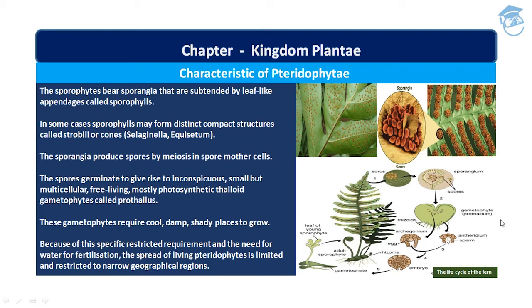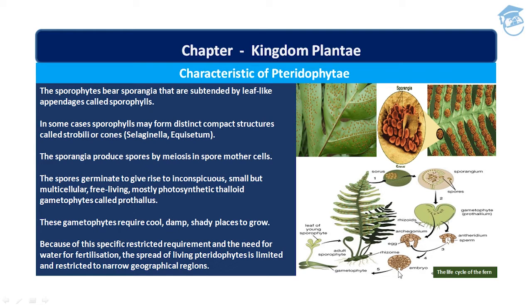Okay. So spores germinate to give rise to inconspicuous, small but multicellular, free living, mostly photosynthetic thalloid gametophyte, which is called prothallium. Then it gives rise to antheridium, which produces sperm, and archegonium, which is the female reproductive organ. So this is the egg. This sperm enters the egg or archegonium to produce the embryo.